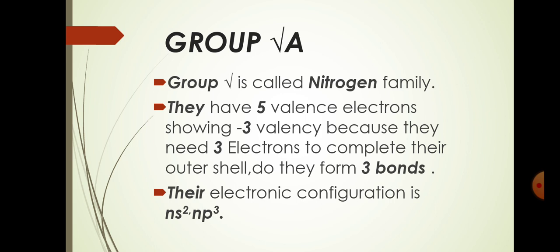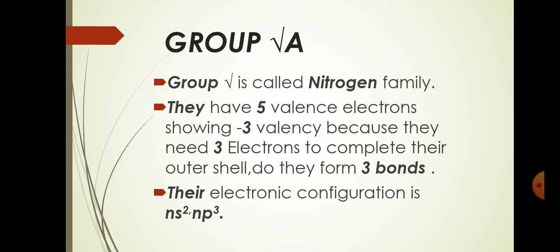Group 5A is called the nitrogen family. They have five valence electrons showing the -3 valency because they need 3 electrons to complete their outermost shell. So they form 3 bonds. Group 5A having 5 valence electrons, when they complete their outermost shell they need 3 electrons, so that's why they form 3 bonds, because these elements gain electrons, and that's why they show the -3 valency. The minus sign shows that they gain electrons.